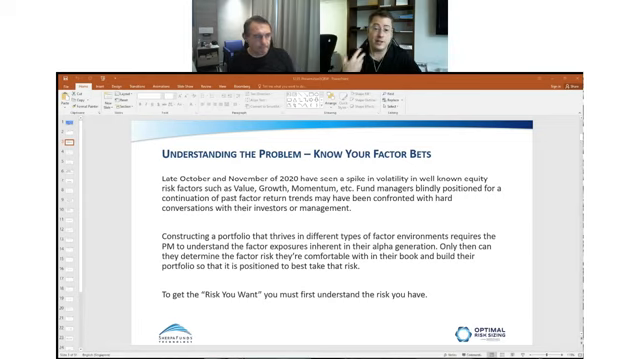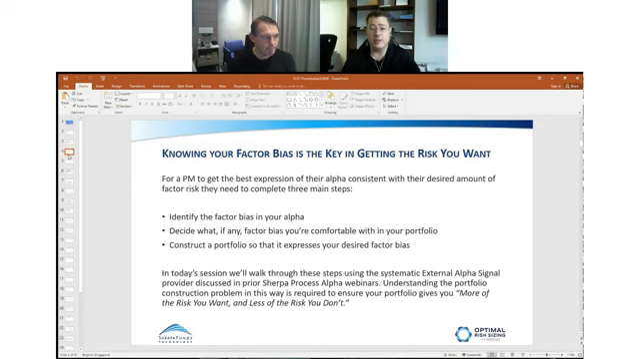To get the risk you want from the alpha in your ideas, you have to understand what other risk might already be present in those ideas. The first three steps we're going to walk through: first, identifying the factor bias within your alpha, meaning what bias is in your research, what you might be seeing consistently as a result of your process. Then you have to decide what, if any, factor bias you're comfortable with. If you want a value bet, that's fine. If you want a growth bet, a momentum bet, or want to be short quality, it doesn't matter. But you have to know the risk you're taking so that you're comfortable with it and aren't surprised or whiplashed by the market. And then finally, we're going to walk through different mechanisms to construct the portfolio so that it expresses your desired factor bias, so that you're actually capturing the risk you want.